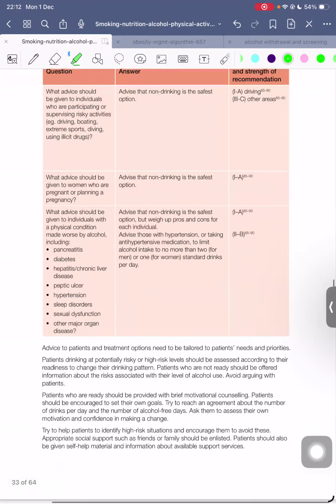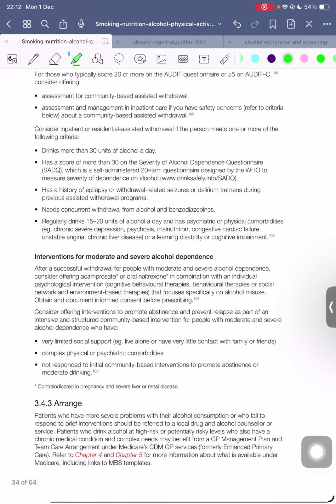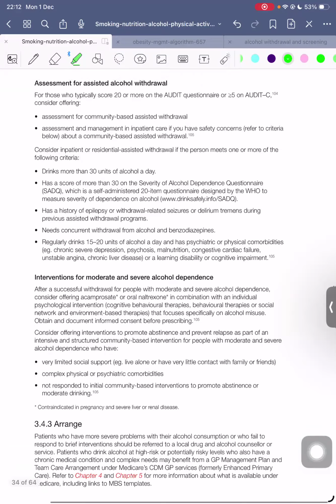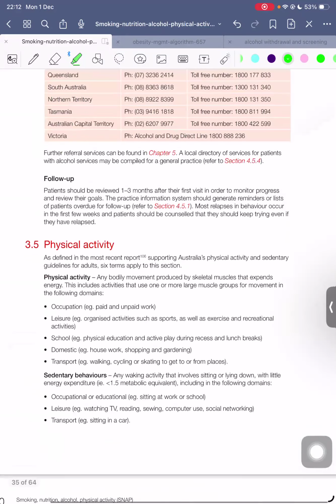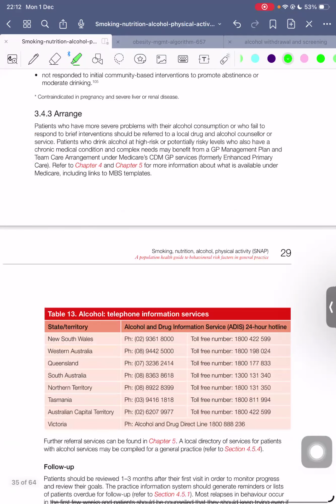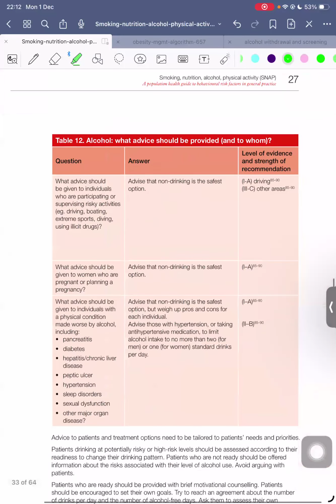And you have to remember one more thing here, naloxone. This is a huge topic. Wait, where is that thing?